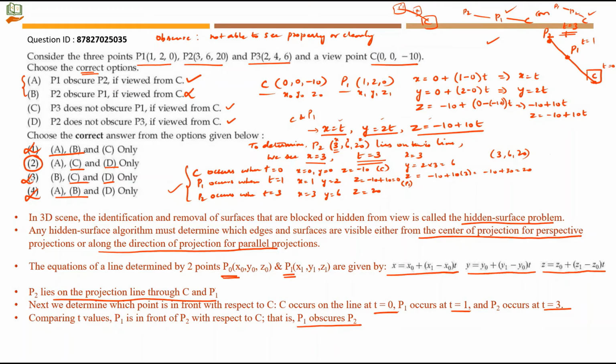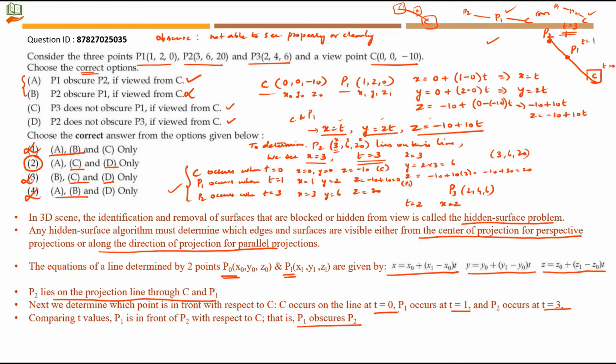Now we have to check if P3 is on this line or not. So P3 is (2, 4, 6). From this we can check for t is equal to 2. So let's take P3 (2, 4, 6). So here t is equal to 2. We have to check whether it is obscuring P1 or P3. We know C and D are true. Even then we'll check.